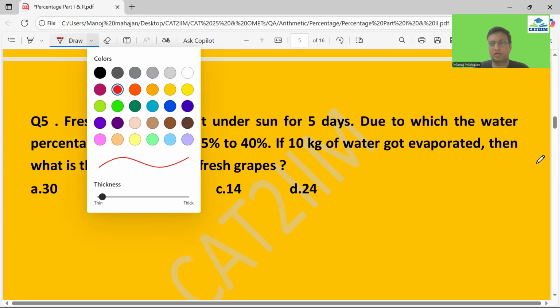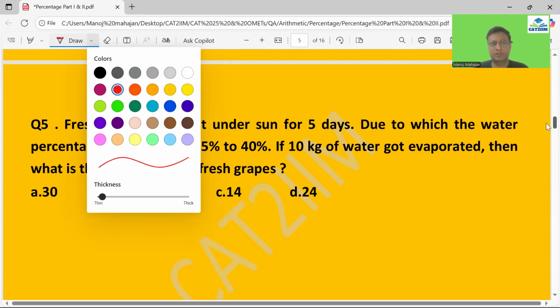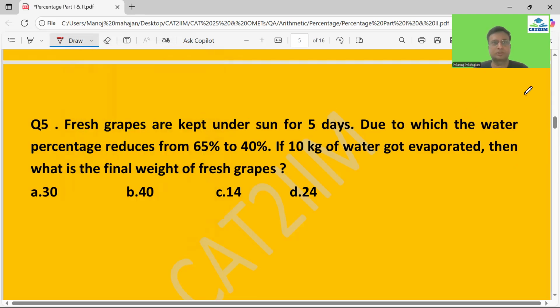So this is a wonderful question, and we'll see one CAT question also on similar lines. So what they've given over here is fresh grapes are kept under the sun for 5 days, due to which the water percentage reduces from 65% to 40%. And the result is 10 kg of water got evaporated. What is the final weight?